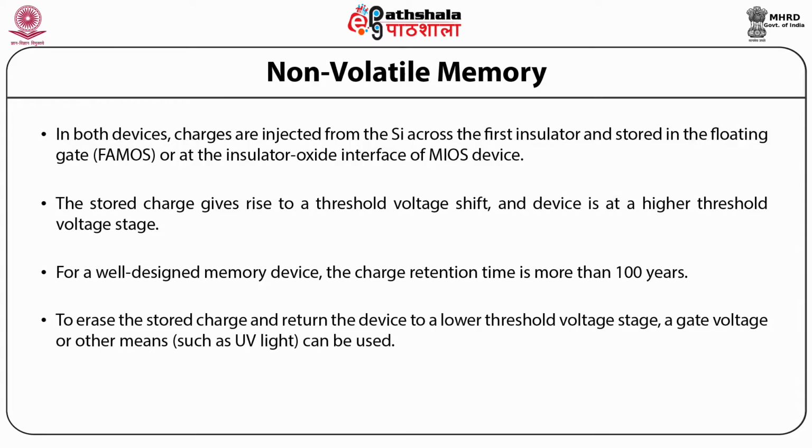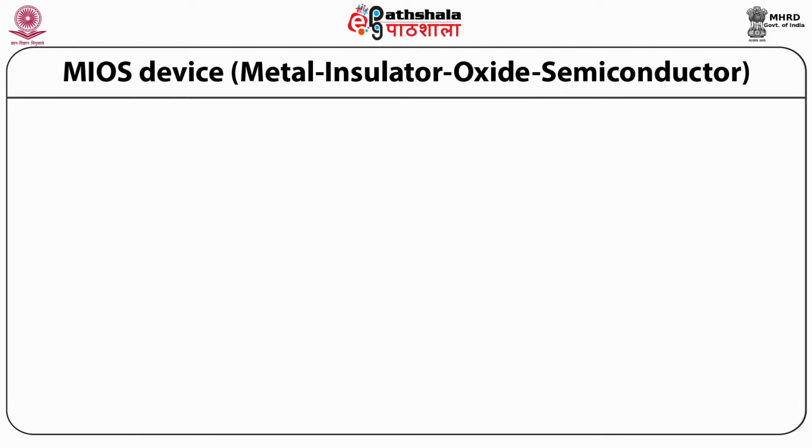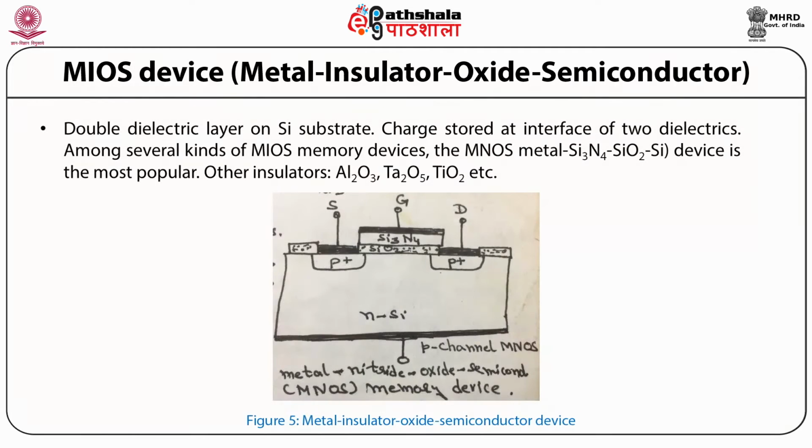To erase the stored charge and return the device to a lower threshold voltage state, a gate voltage or other means can be used. Let us now discuss the MOS, that is metal insulator oxide semiconductor device. It consists of a double dielectric layer on a silicon substrate. Here the charge is stored at the interface of two dielectrics. Among several kinds of MOS memory devices, the MNOS, metal Si3N4 SiO2 Si device, is the most popular, and other insulators can be used, that is Al2O3, Ta2O5 and TiO2, etc. So here SiO2 in conventional MOSFET is replaced by a double dielectric.